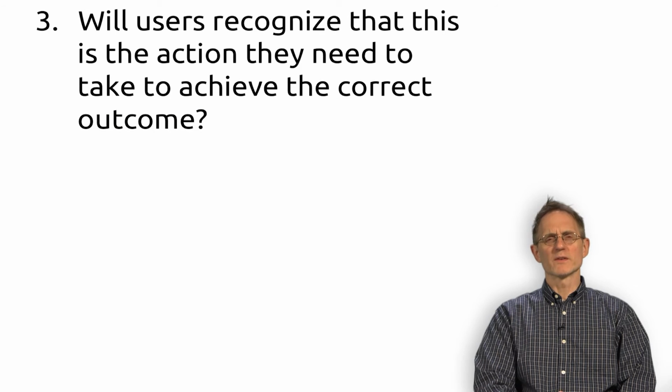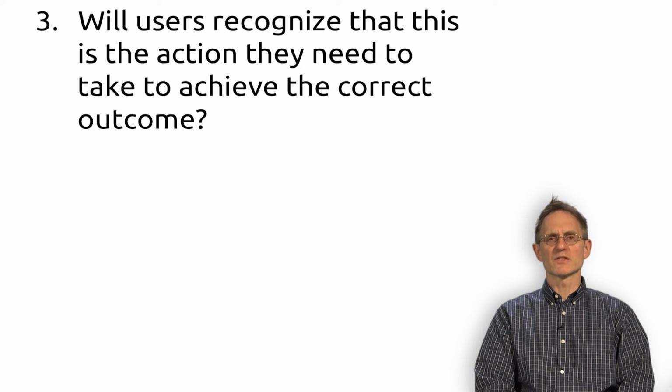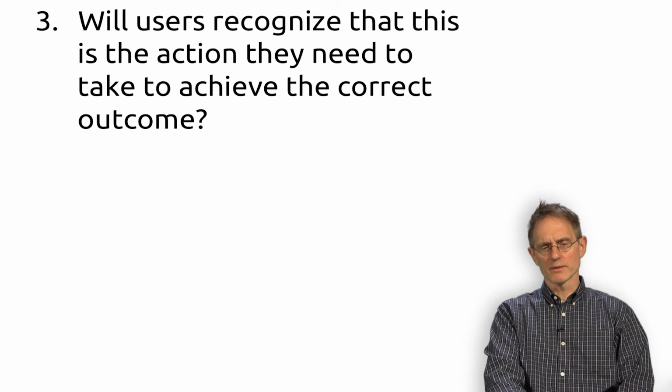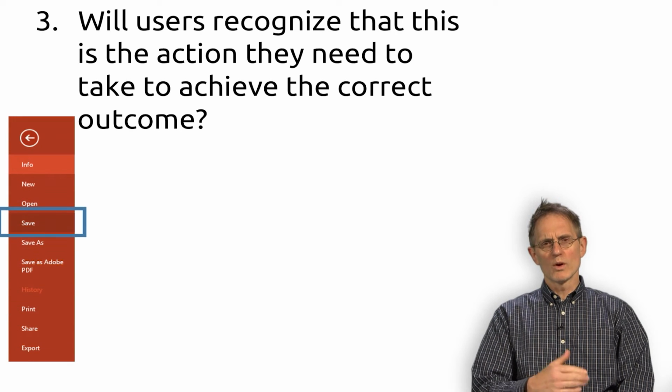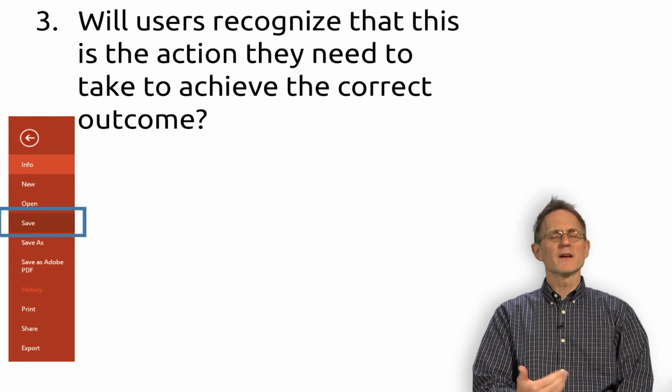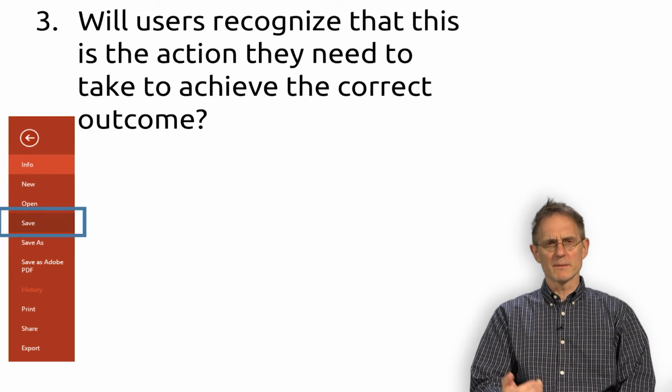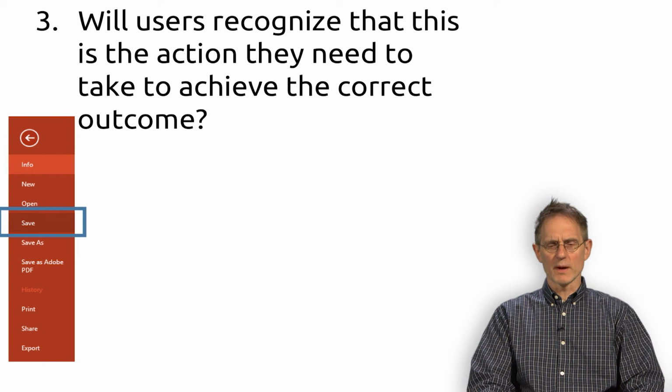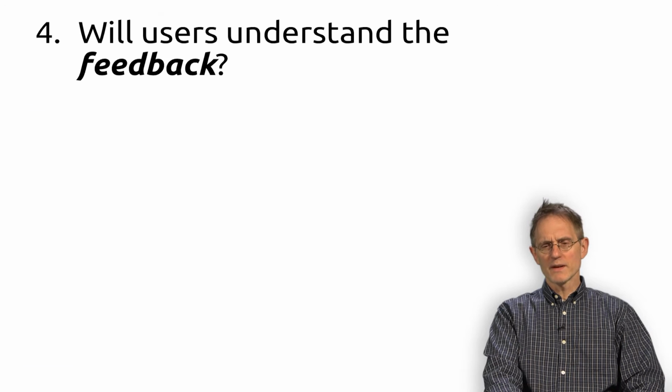And then the next question is, will users recognize this is the action they need to take to achieve the correct outcome? And so, will they actually realize that the label "Save" is the right thing to do? In this case, almost certainly, although maybe they might wonder why I don't press Save As. But in other cases, you might say, well, I'm not sure they would understand that this is the right label. And then finally, will users understand the feedback?